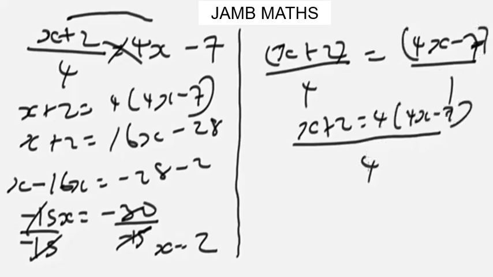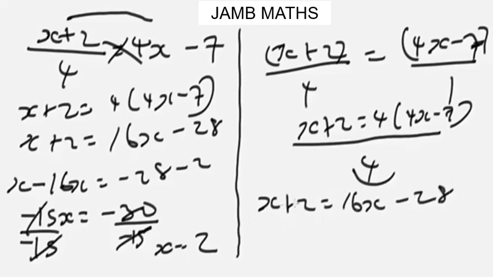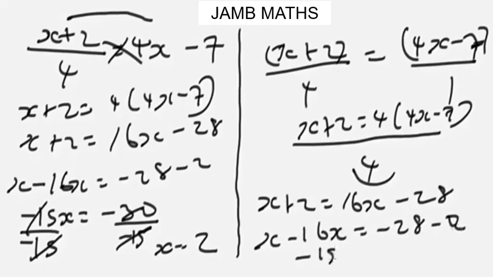So at this juncture, just neglect this LCM. It's no longer relevant. It has served what it's meant to serve. It has done its work. Now let's go ahead and simplify. So we still get x plus 2 equals 16x minus 28. When you break it down further, you still get back to x minus 16x equals minus 28 minus 2. That gives us minus 15x equals minus 30.